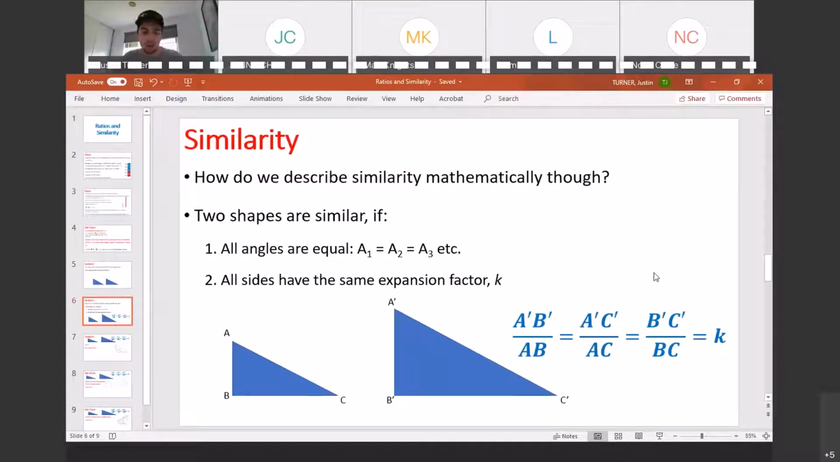So that's how we describe it in words, but we also want to know how to describe it mathematically. So all angles being equal, you might write it as A1 equals A2 equals A3 and so on if you have more than 3 angles. And for all the sides having the same expansion factor, this is how we can write it.